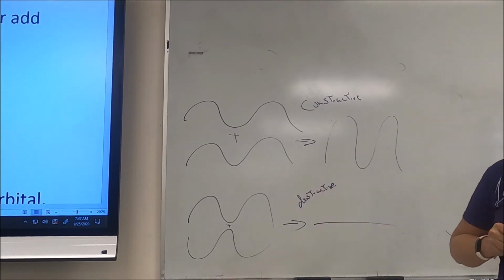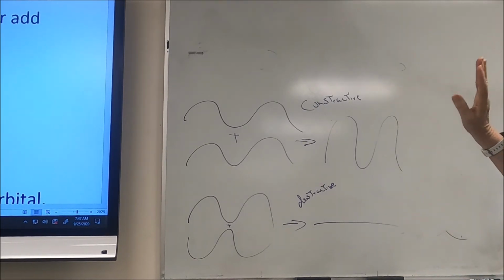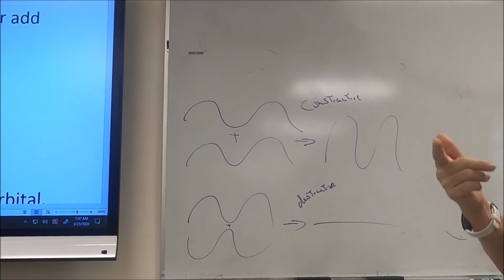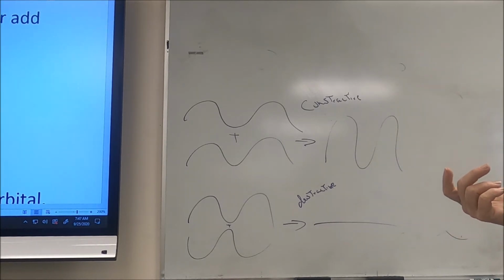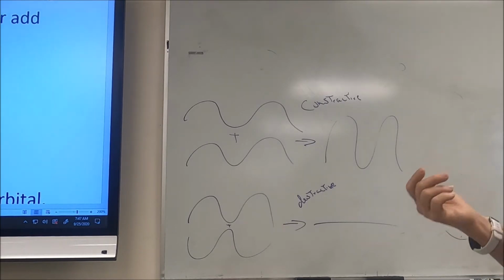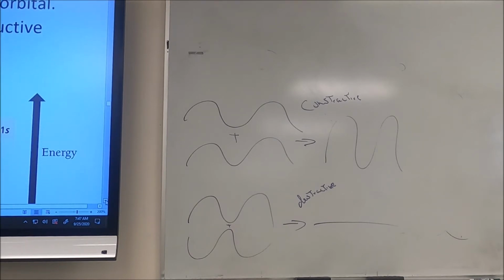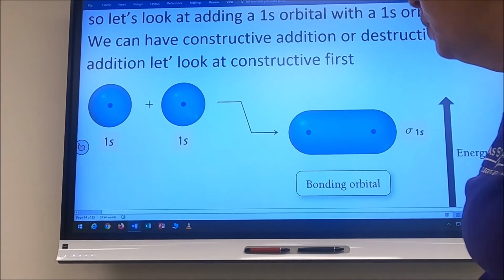Whenever we add orbitals together from two different atoms, we're going to get a constructive possibility and a destructive possibility. Two orbitals go in, two new orbitals go out. So two atomic orbitals go in, two molecular orbitals come out of that addition. We're going to start first by looking at adding 1s with 1s. The book does prettier pictures than I can draw, so we're going to use the book's pictures.